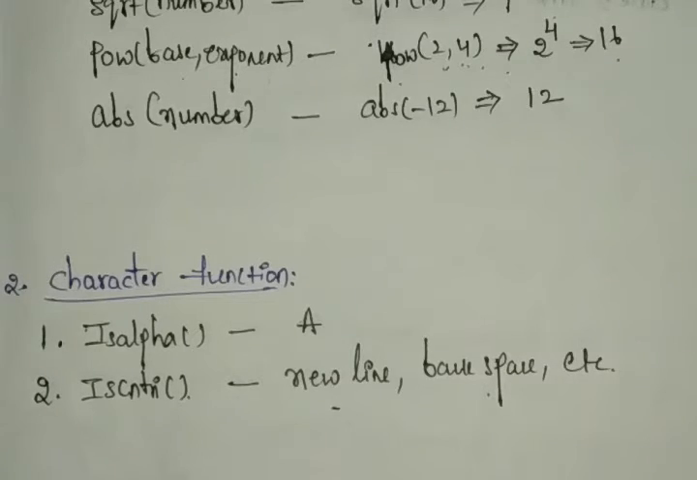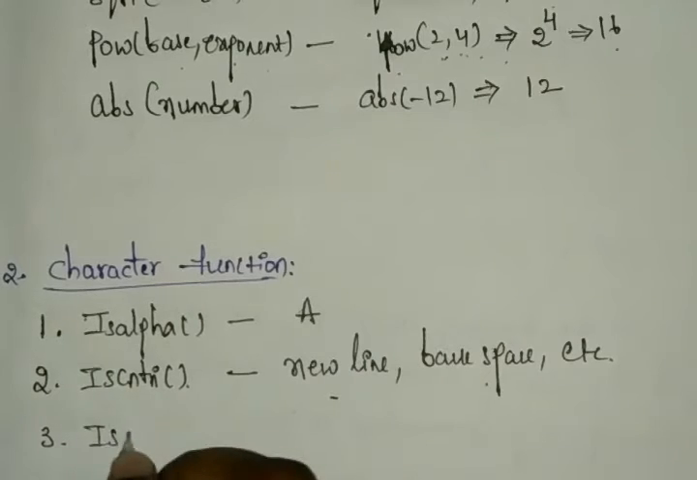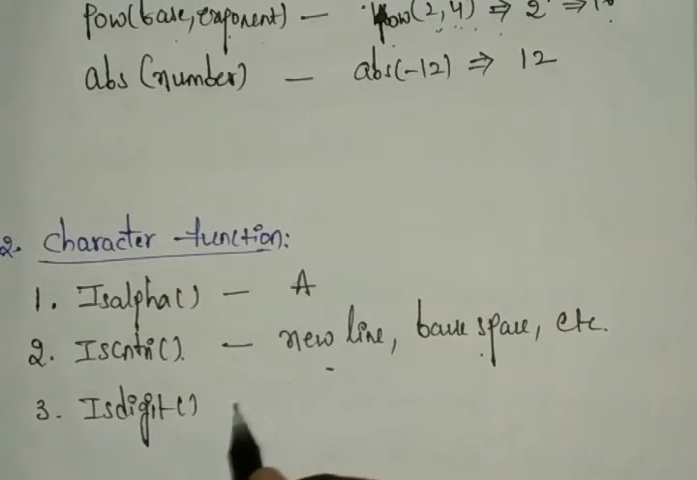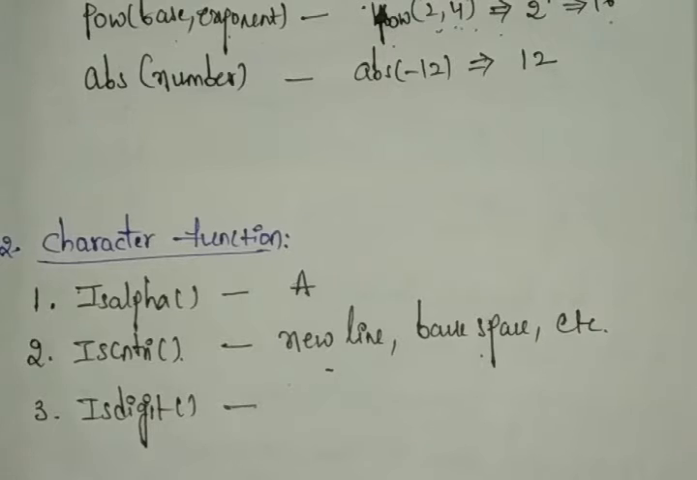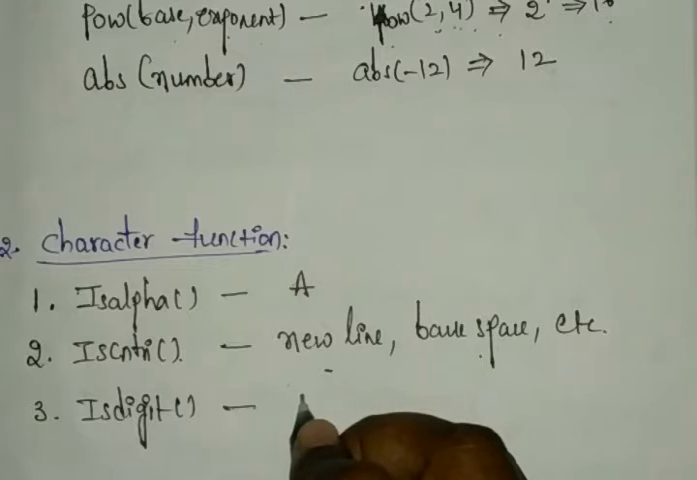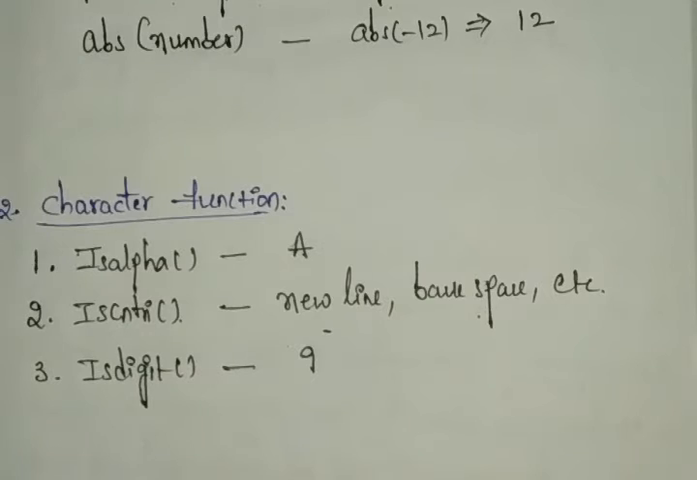And next we have the third one, the same as this one, isdigit. In the previous one you entered alphabets, right? If you enter the digits here, it returns non-zero. If you do not enter anything, it will be 0 only. Suppose I enter the digit 9, the value will be non-zero. If you do not enter a value, it is 0. And next here we have the islower.